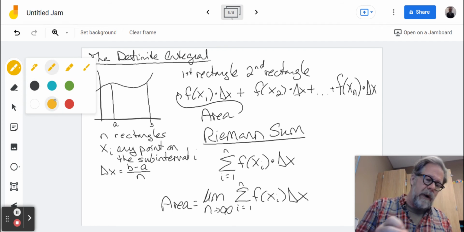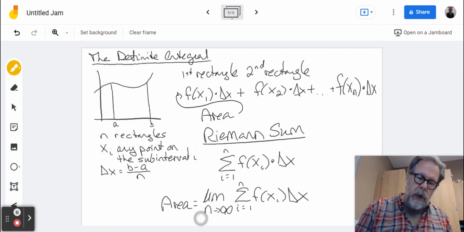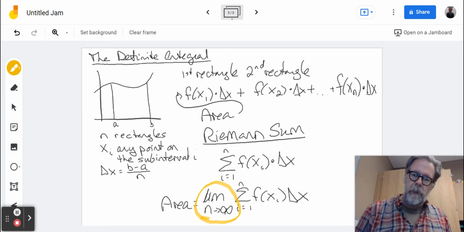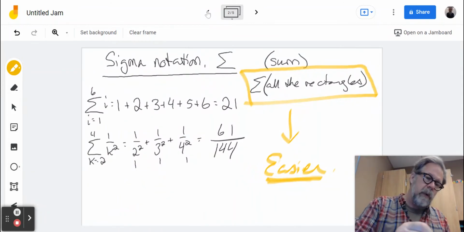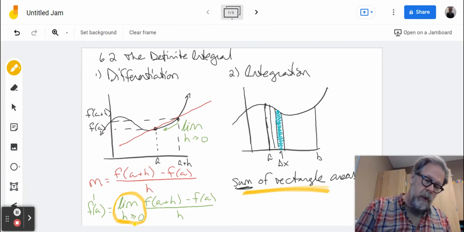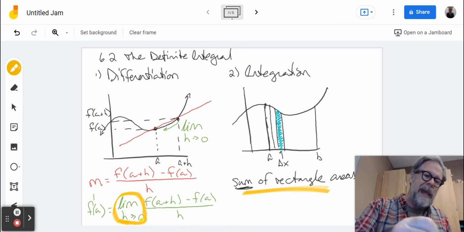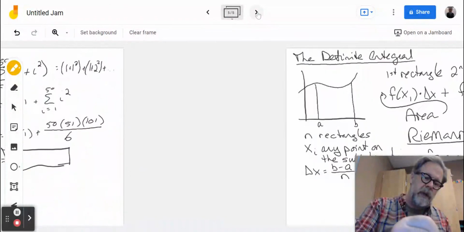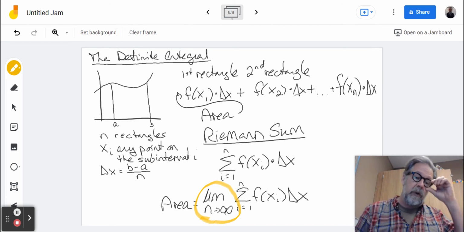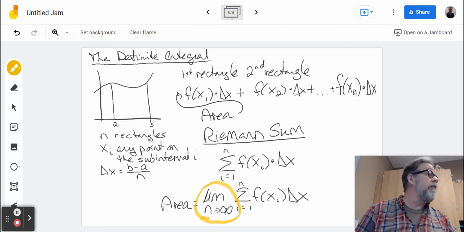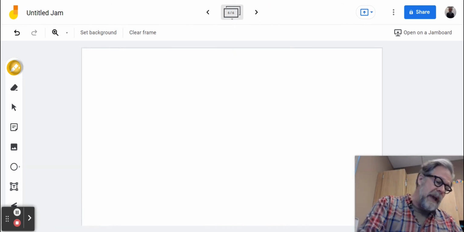Notice the similarities between derivatives and integrals. If I jump back to my derivatives, the limit as h went to 0, and now we've got the limit as we could say as delta x goes to 0, but instead we've said as the number of rectangles becomes infinite, as n goes to infinity. So, a definition.